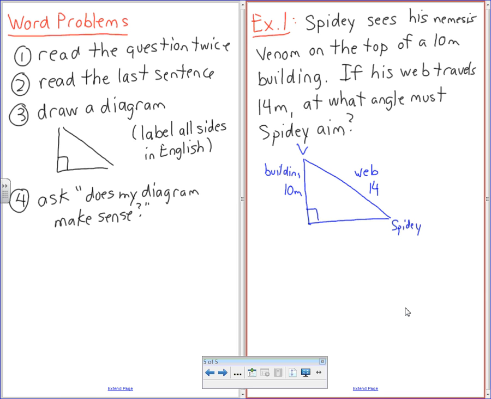Now what angle are we looking for, the top angle or the bottom angle? Bottom angle, because that's where Spider-Man is. Because we're talking about what angle Spider-Man must aim at, so it's there. Now, I'm going to pause the video. I want you guys to solve for theta, please.